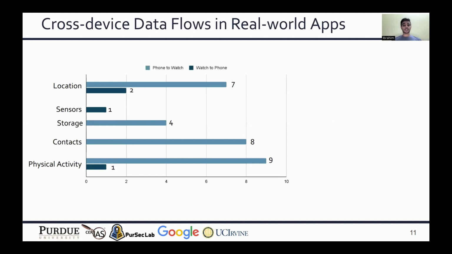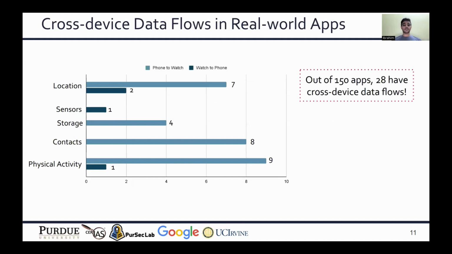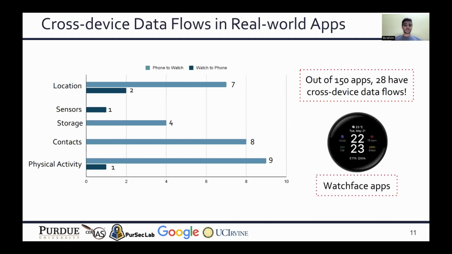After running our analysis, we find that out of 150 apps from our dataset, 28 apps have cross-device data flows. The results are shown in this table. As you can see, most of the flows are from phone to the watch because most of the apps in our dataset are watch-based apps. And these watch-based apps do not have the capability of asking permissions on the watch. So what they do is they ask the permission on the phone, get the data from there, and send it to the watch.